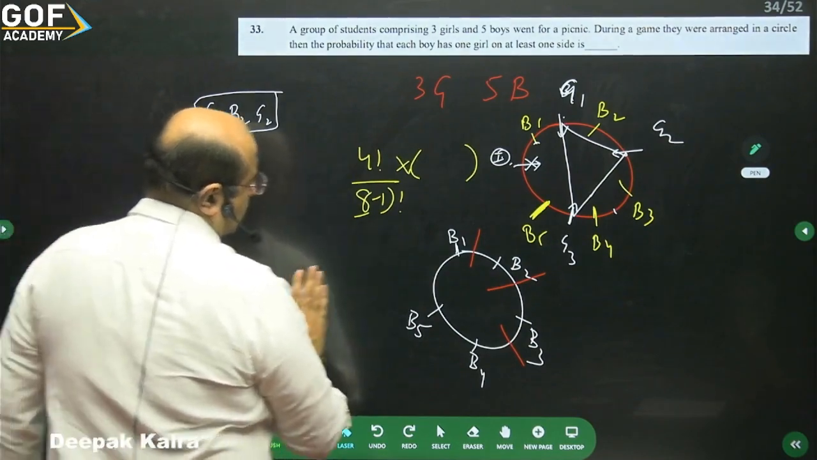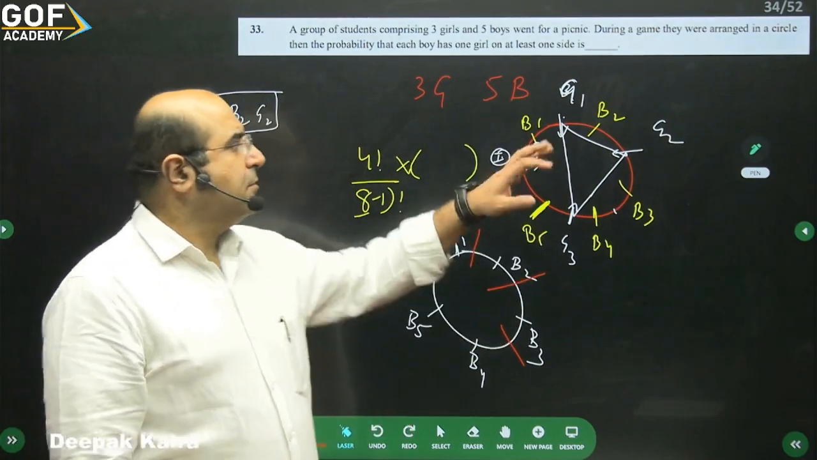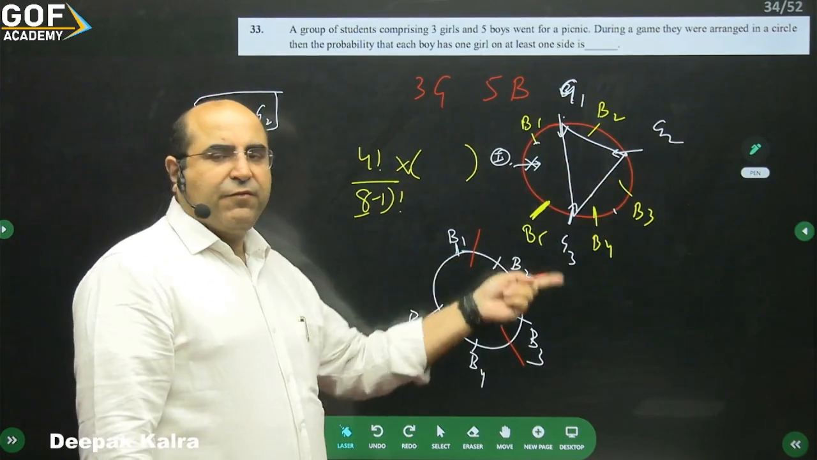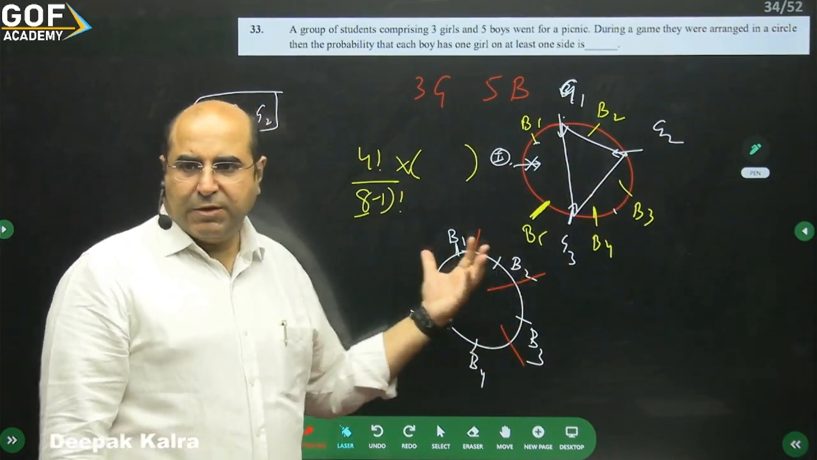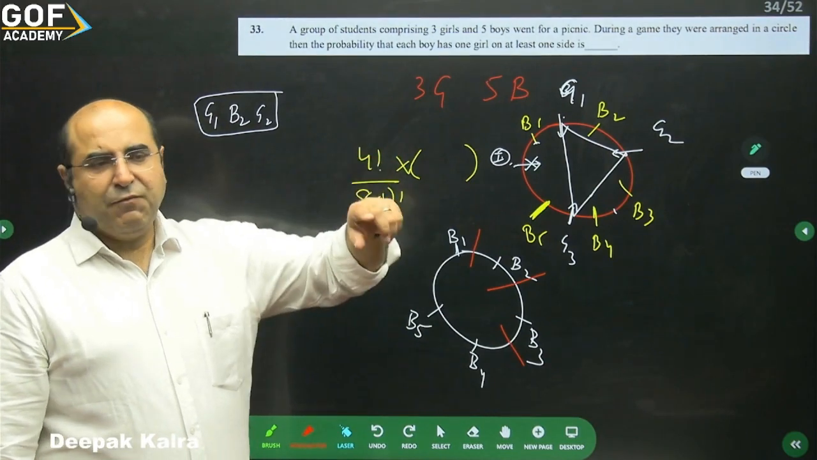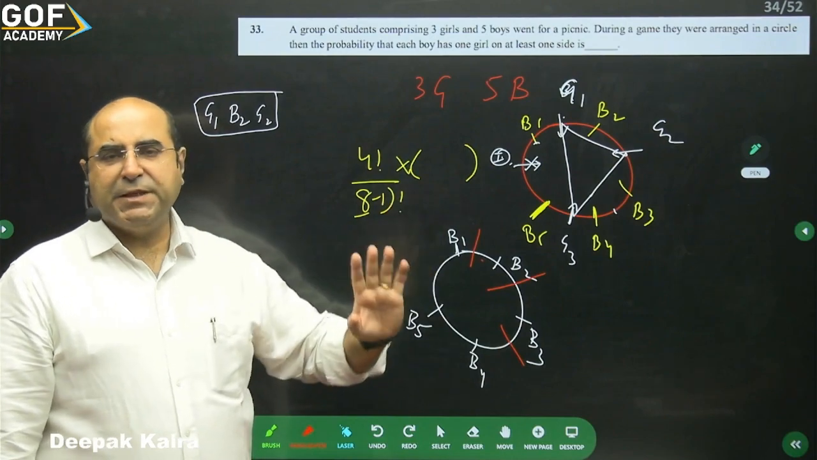See what I'm saying? Everyone, pay attention. What I'm doing, you can see very well. First of all, let the 5 boys settle. Okay. 5 boys will settle in 4 factorial ways. I want every boy should have at least on one side a girl present.